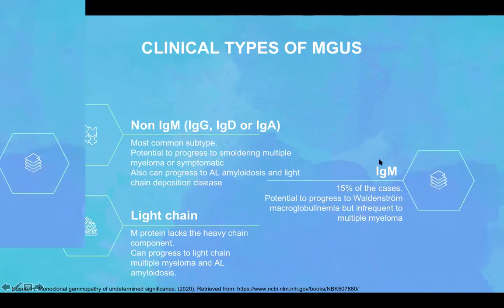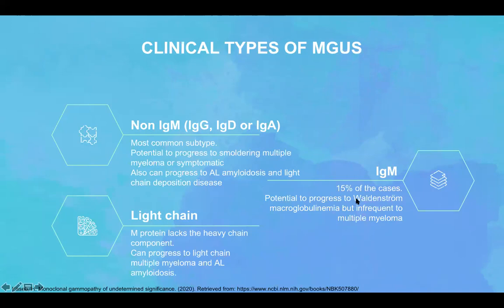The other case is IgM MGUS. This accounts for 50% of the cases, and in this case it's going to progress to Waldenström macroglobulinemia, but it's infrequent for this disease to progress to multiple myeloma. And the last one, which was recently discovered, is the light chain type. In this case, the M protein does not have the heavy chain of the immunoglobulin. This disease can progress to light chain multiple myeloma and also amyloidosis.